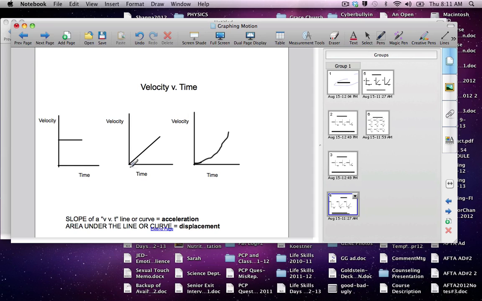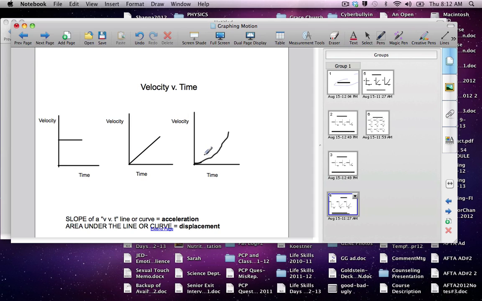It starts at 0, it goes to 2 meters per second after 1 second, it's 4 meters per second after the next second, it's 6 meters per second, etc. So constant slope means a constant delta v over delta t. The velocity is changing at the same rate. As time increases, velocity increases. So this is accelerating, and it's accelerating at a constant or uniform rate.